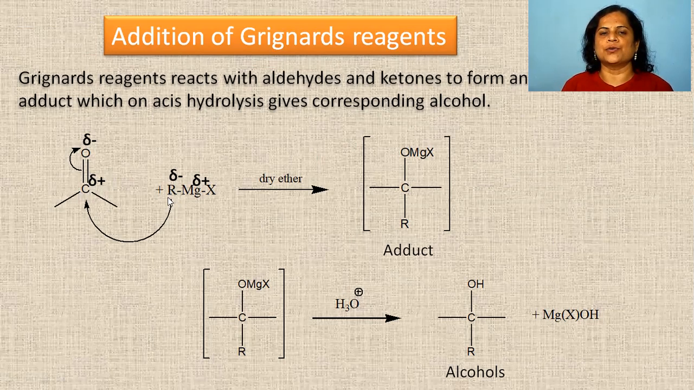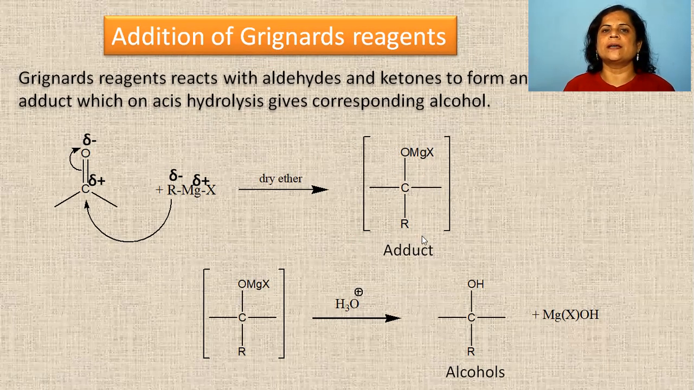Therefore, the alkyl group from the RMgX forms a bond with the carbonyl carbon, and the bond between the carbon and oxygen shifts onto the oxygen, which becomes negatively charged. Therefore, MgX, which is partially positive, bonds with that carbonyl oxygen.